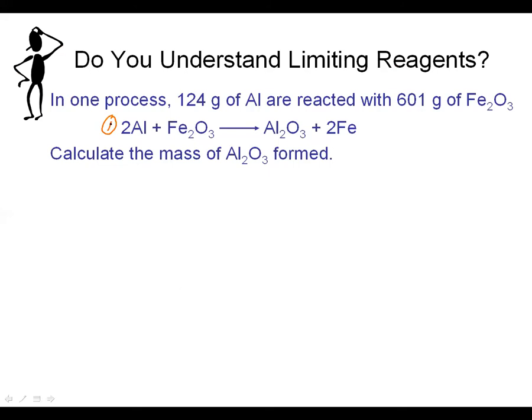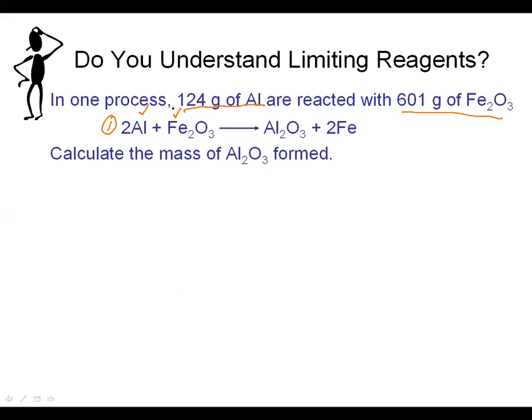But first off, how do I know this is a limiting reagent problem? We're taking 124 grams of aluminum. We're mixing it with 601 grams of iron(III) oxide. That is basically enough information for both reactants and enough information for us to figure out the moles. So that is your red flag to know that no matter which way you choose to do this problem, somewhere along the way, you need to determine which one is the limiting reagent.